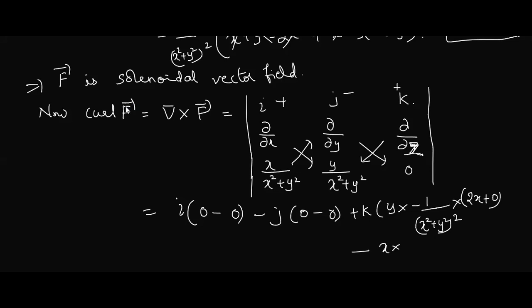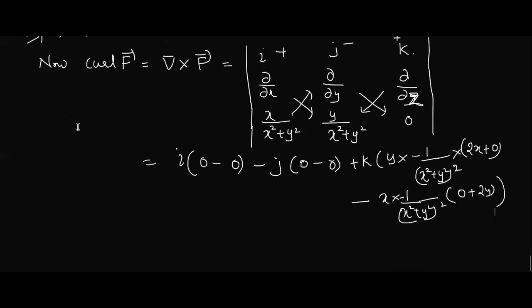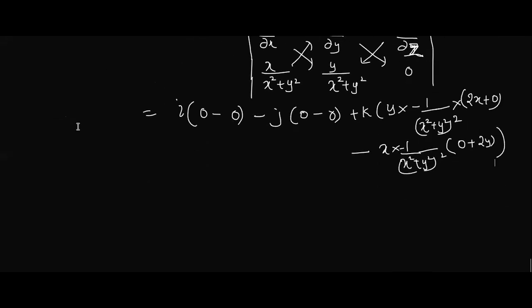Derivative of 1 upon any function of y means minus 1 upon x square plus y square the whole square, into the derivative of the bracket with respect to y. X square derivative with respect to y is 0 and y square becomes 2y. Am I correct now? Is there any doubt? If you have any doubt, just ask.